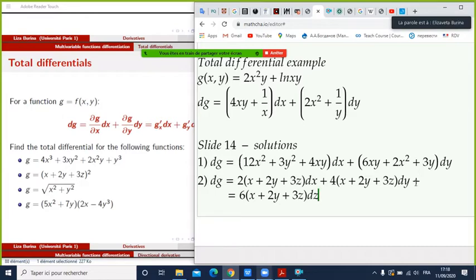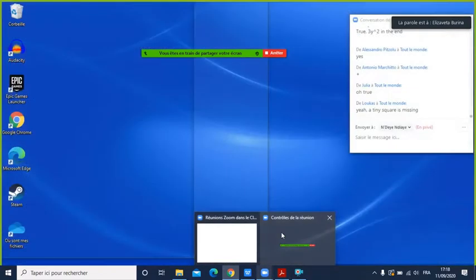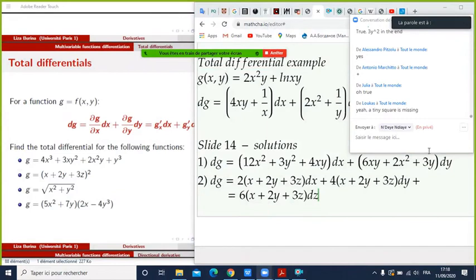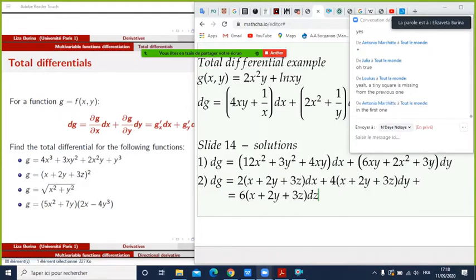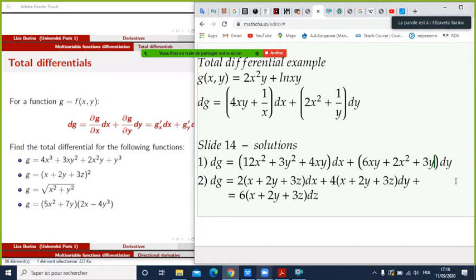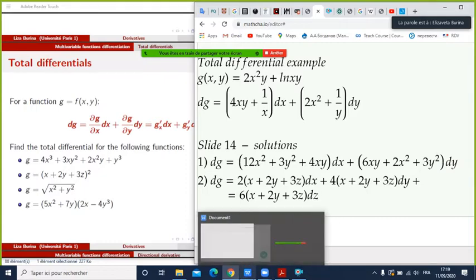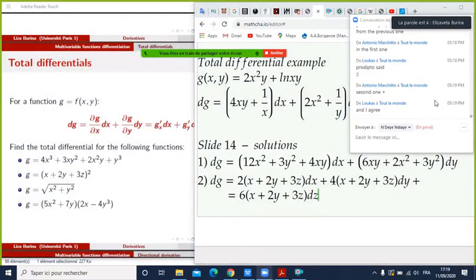Okay? Is that okay? A tiny square is missing. Where is the tiny square missing? Here. Yep. Yes. Okay, cool. So you got the idea. You just take a partial derivative and then you write dx, dy, dz.